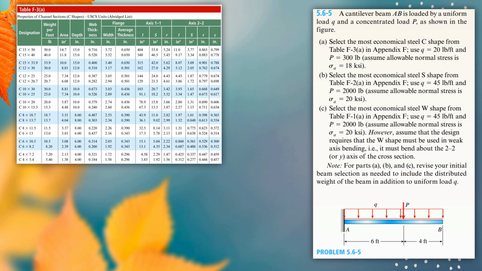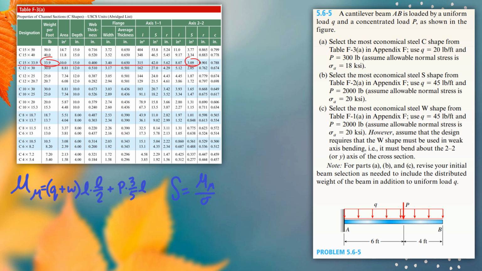So here's table F3a. It gives us a lot of information, but really all we need to care about is the weight per foot and the S value. The S value is a function of our moment and our stress, and our moment we can just solve by looking at our little system here. We have a Q going along the whole face, a P at 3/5 L away from our M, and we also need to recall that we need to include the weight of the channel itself, which is why we are looking in this chart.